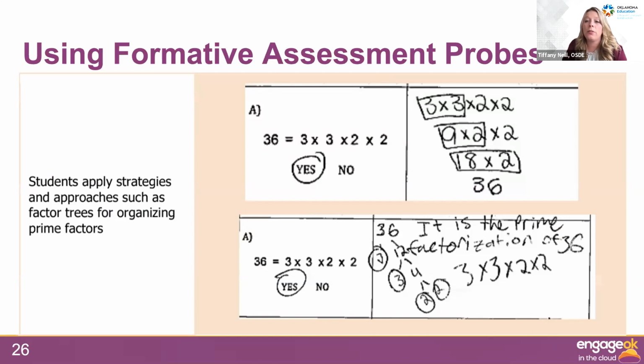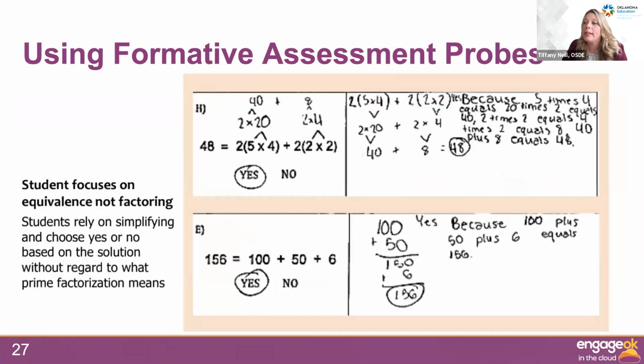So see, we can use even some of our traditional assessments that we have access to. And just by adding the section of explain your thinking, we can really get at the nuances of how students are understanding a concept or their abilities with skills. And here I can see that these two students are organizing prime factors using factor trees. So that gives me a sense of their understanding of prime factors.